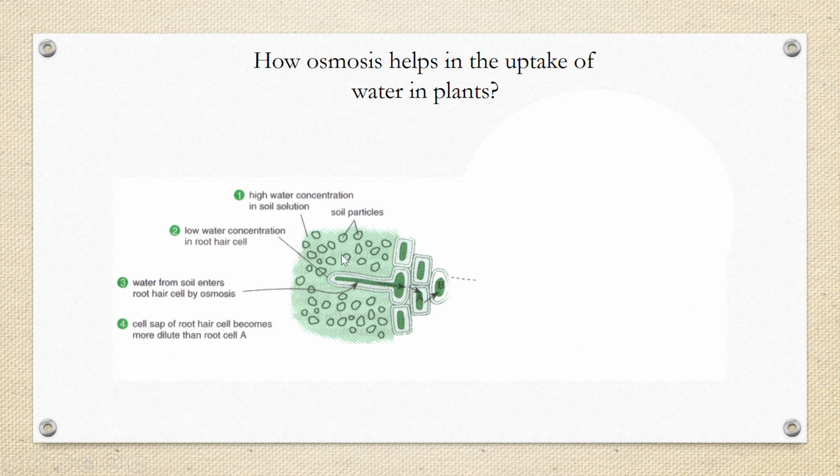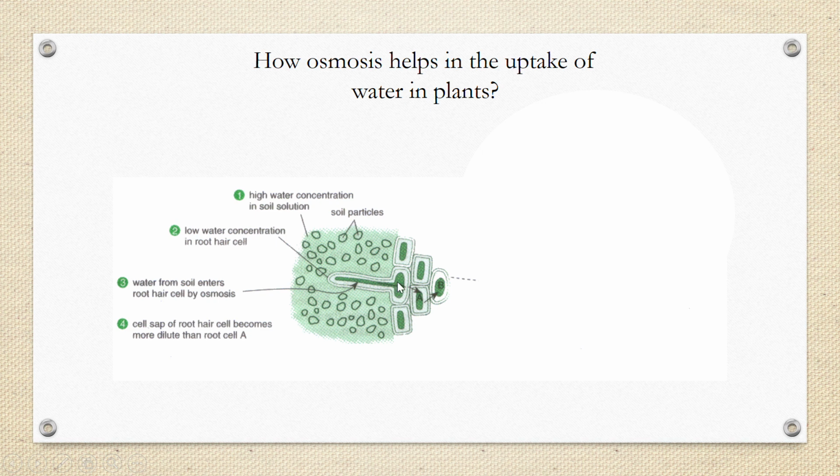So osmosis tells us that there will be net movement of water molecules from a region of high water concentration to a region of low water concentration by osmosis. So you say water from the soil, don't use the term enter, it is supposed to be diffused into the root hair cells by osmosis. Then the cell sap of the root hair cells becomes more dilute than the root cell A over here. Can you see? A and B. So this compartment, the cell sap, the vacuole, is now more dilute, so it has higher water potential as compared to region A.